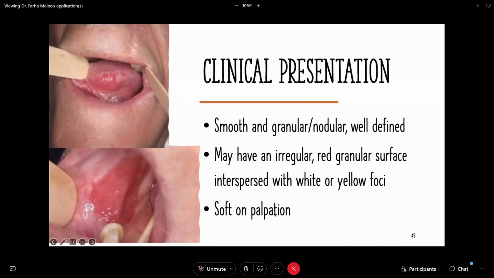Erythroplakia definitely has more malignant potential as compared to leukoplakia. Clinically, it will look smooth, granular or nodular and well defined, or it can be irregular with a red granular surface. It can be interspersed with whitish patches or leukoplakia. It is generally soft on palpation.